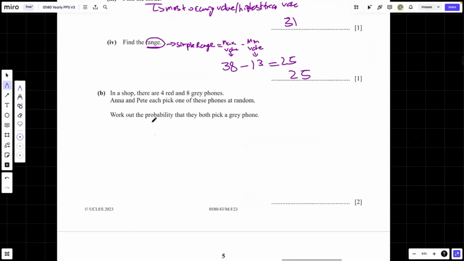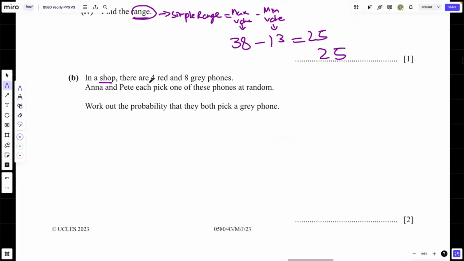In a shop, there are 4 red and 8 gray phones. So you have red as 4, gray as 8. Anna and Pete each pick one of these phones at random. So they're both picking one of the phones. Work out the probability that they both pick a gray phone. Now we need the probability of Anna choosing gray and Pete also choosing gray.